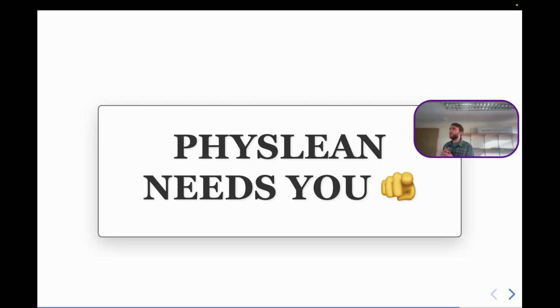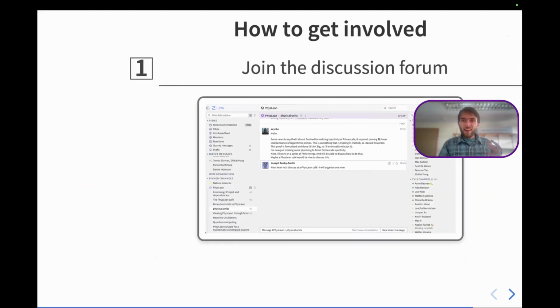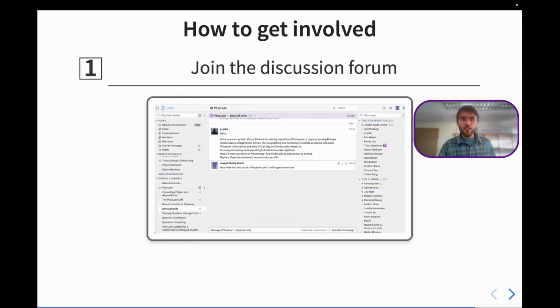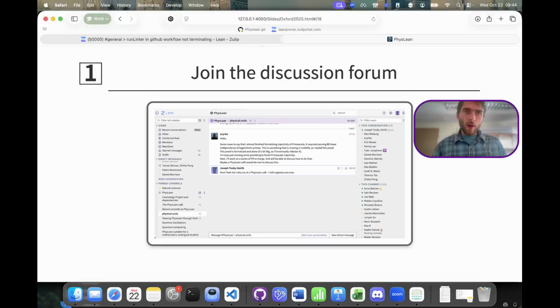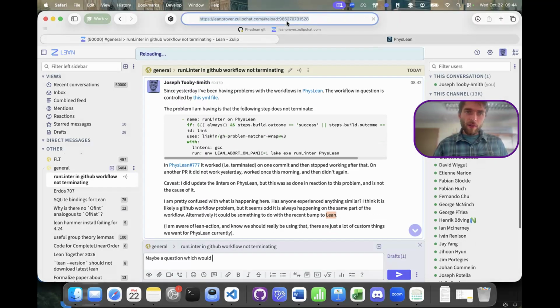You can contribute to the research that's happening in the world, and you can make a contribution and add to the project. So I'm going to give you some ways you can get involved. The easiest way is to just get involved in the discussion. So join the discussion forum. The discussion is this thing called Zulip, and I'm going to show you how to go onto this. So let me actually go.